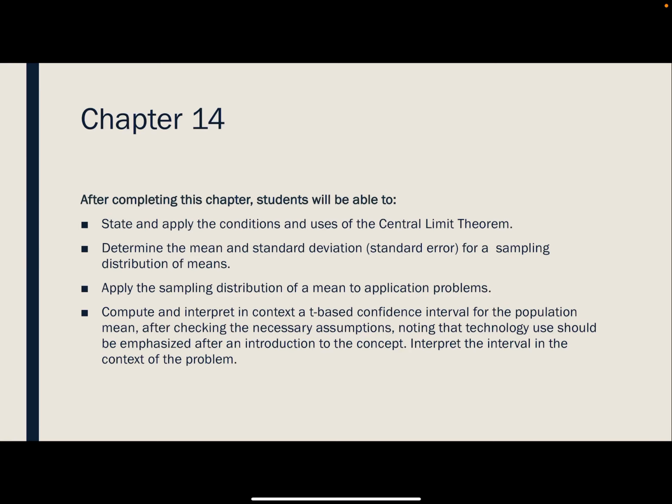Hi everyone. In the next couple of videos, we're going to look at Chapter 14. Chapter 14 is very similar to Chapter 13. The first part, we're going to look at sampling distributions, and the second part at confidence intervals. The difference is this time we're going to be looking at means or averages instead of proportions.